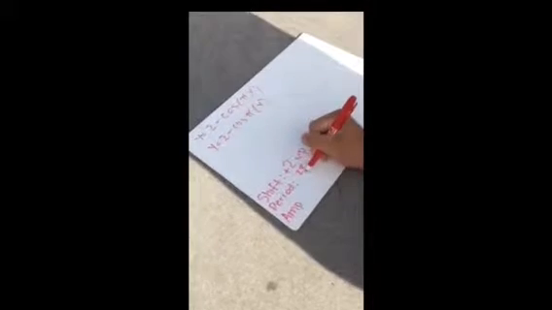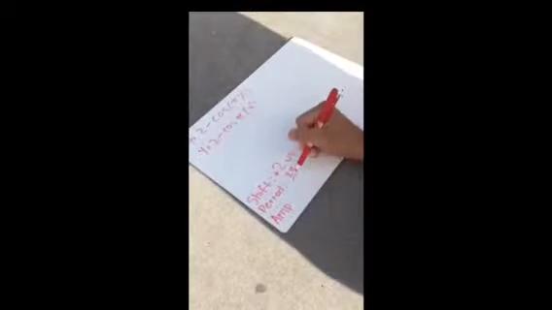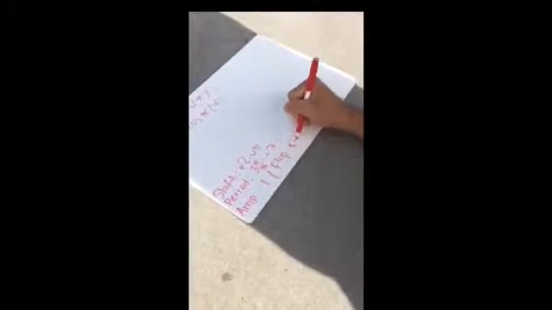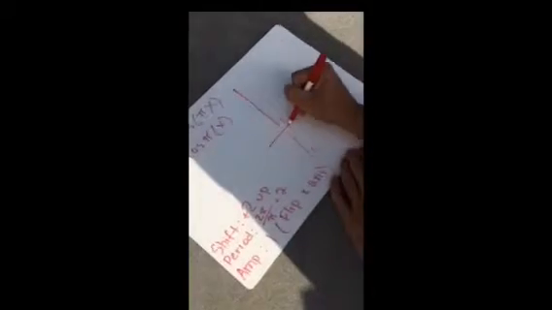Our period is going to be 2 pi divided by pi, which is going to equal 2. And our amplitude is going to be 1 with a flip on the x-axis. Now we can write our graph. So here's our graph with our amplitude at 1.